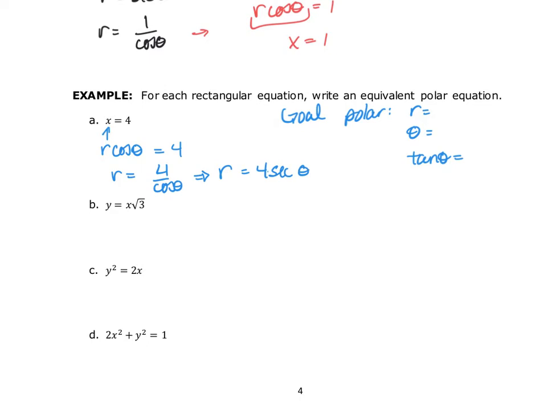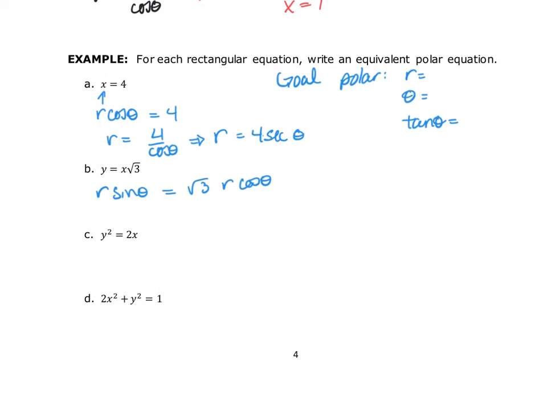Okay, let's take a look at the next one. I can replace y with r sine theta. I can replace x, I'm going to write square root of 3 first, with r cosine theta. So, okay, let's bring everything to one side. I've got r sine theta minus the square root of 3 r cosine theta is equal to 0. I can factor out an r.